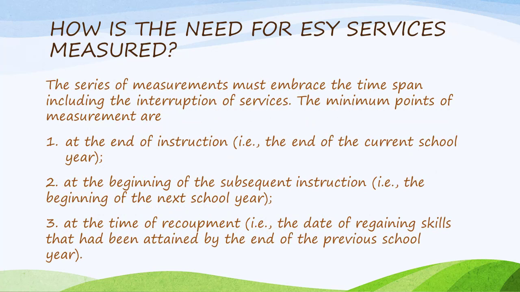So in considering evidence of regression, your team needs to be looking at information that is measurable: it has a baseline, has intermediate data, and ending points, establishing measurements along a predicted interval. Now, this series of measurements must include the time span, including the interruption of services. And the minimum points of measurement are generally at the end of instruction, like the end of the school year, at the beginning of the subsequent instruction, which might be the beginning of the next school year, and at the time of recoupment.